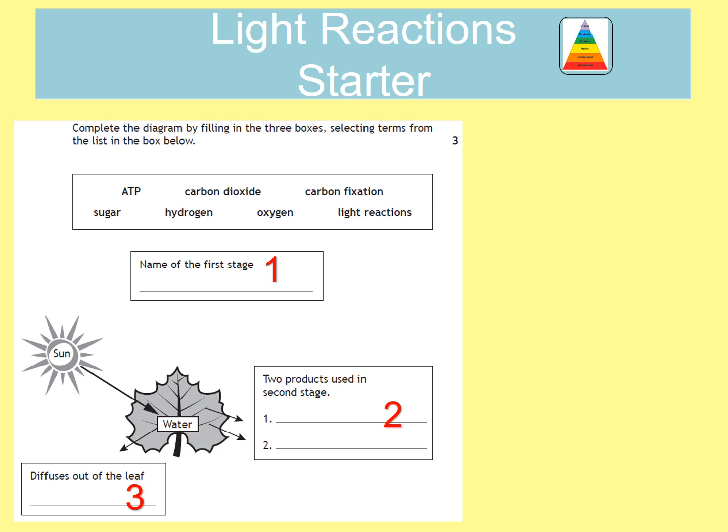In area number 2, you need to identify the 2 products that are used in the second stage. And for number 3, the product that diffuses out of the leaf. You have to use the word bank to support you with your answers.